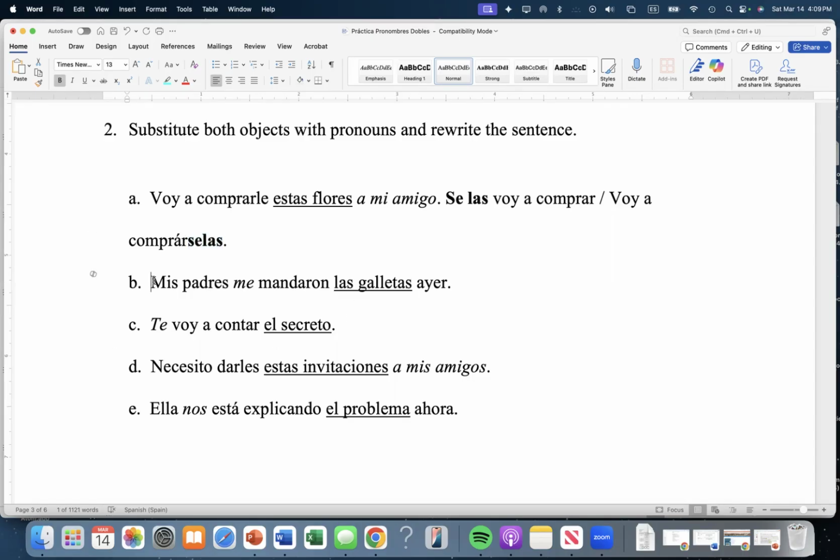Letra B. Mis padres me mandaron las galletas ayer. Mandaron, that's a preterite. They sent me the cookies yesterday. And we know this is a preterite statement because of the verb form, aron, and ayer, yesterday. Now, the cookies, las galletas, replace the cookies with las, and then me with me, right? To me. For whom or to whom? To me. So, me las mandaron ayer.